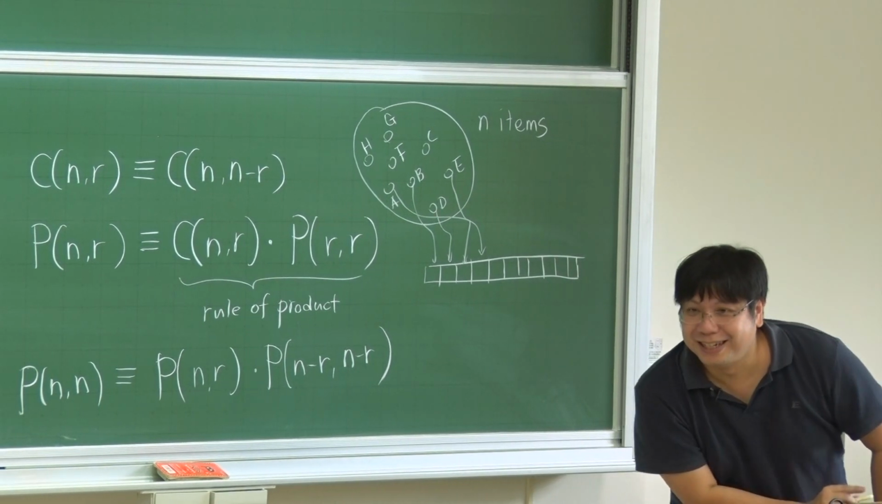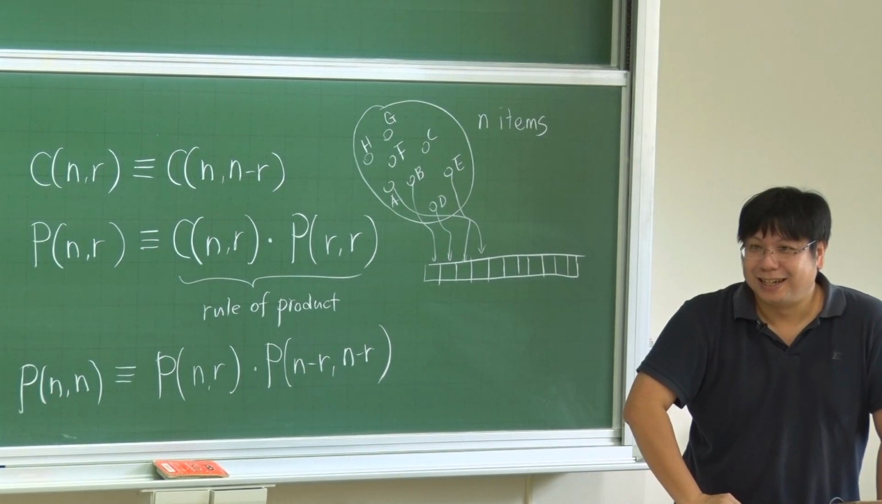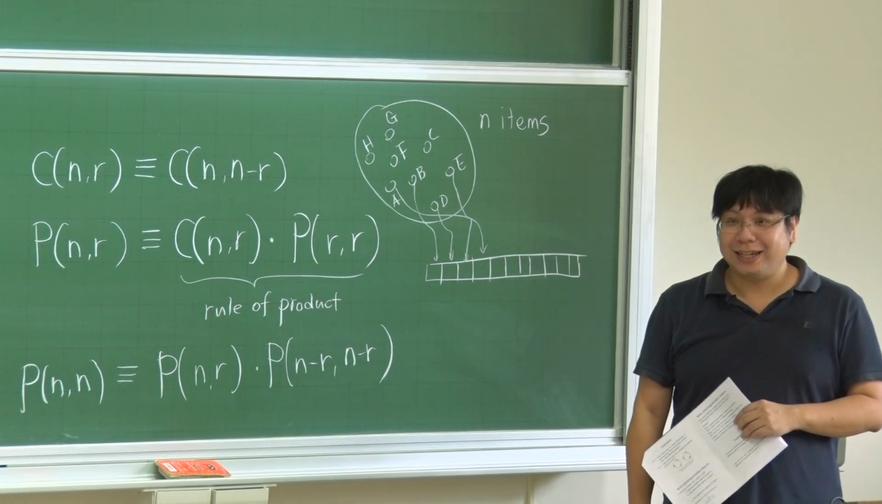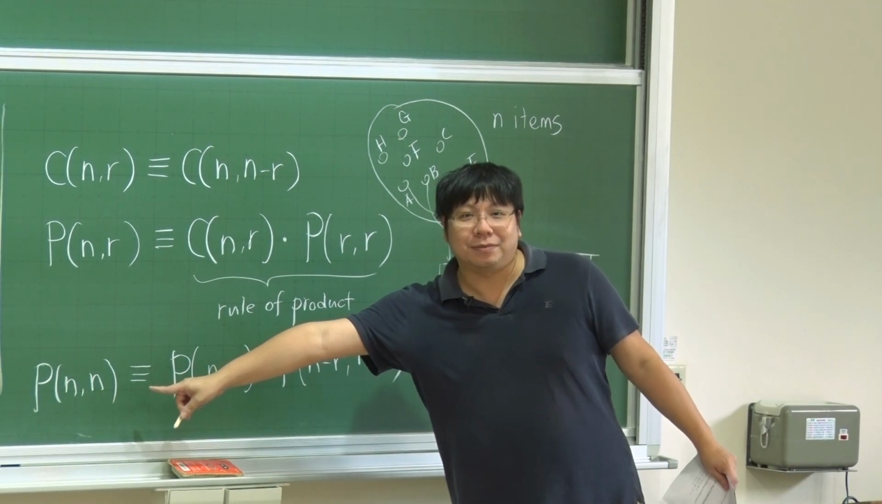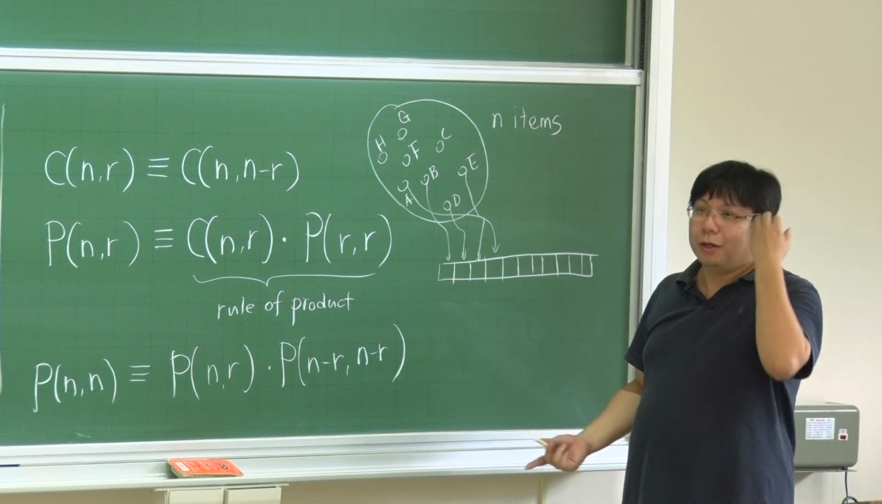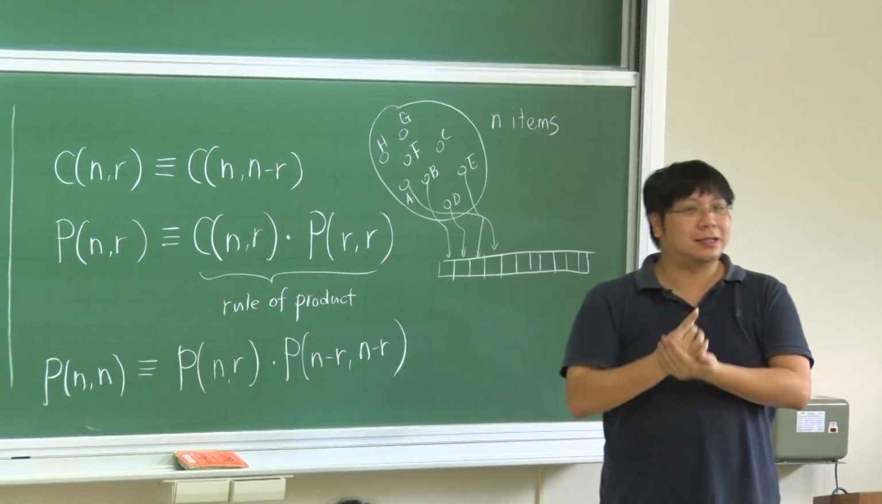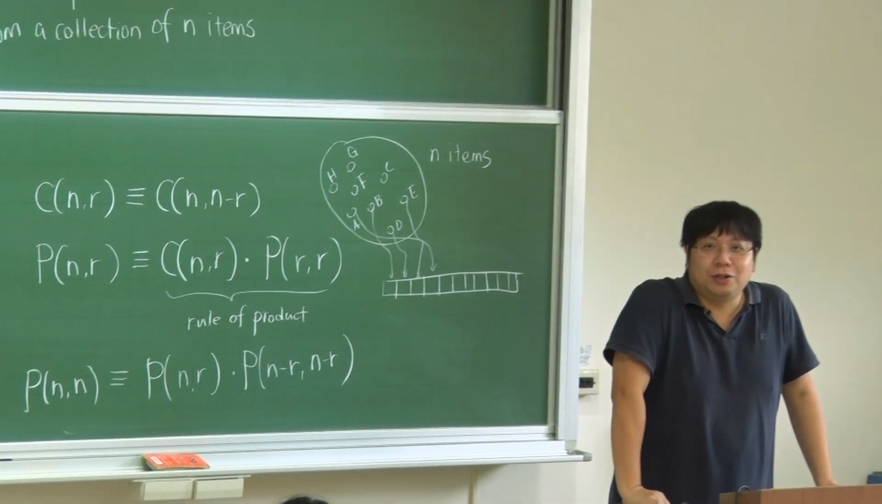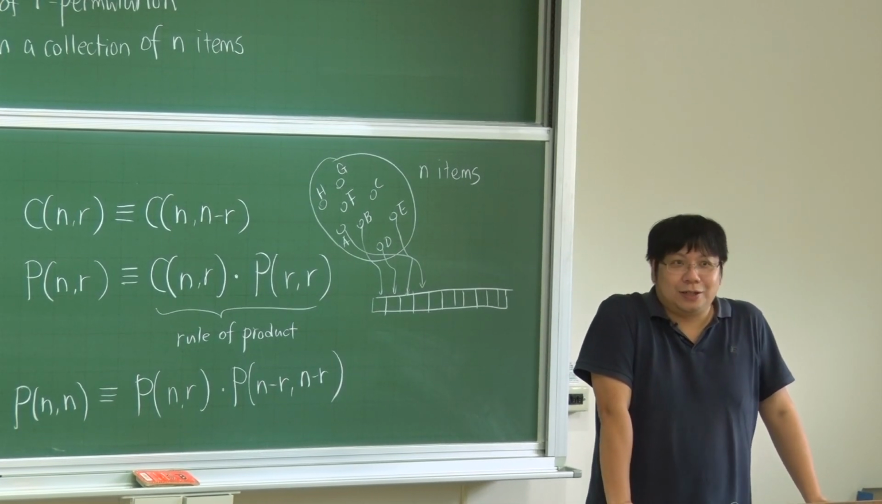Why is it true? Okay, good. So this is again what? Rule of product. So you want to arrange n things. Then what you need to do is separate the process. Like you're very lazy. You want to arrange n things, but you want to do this in 2 days.